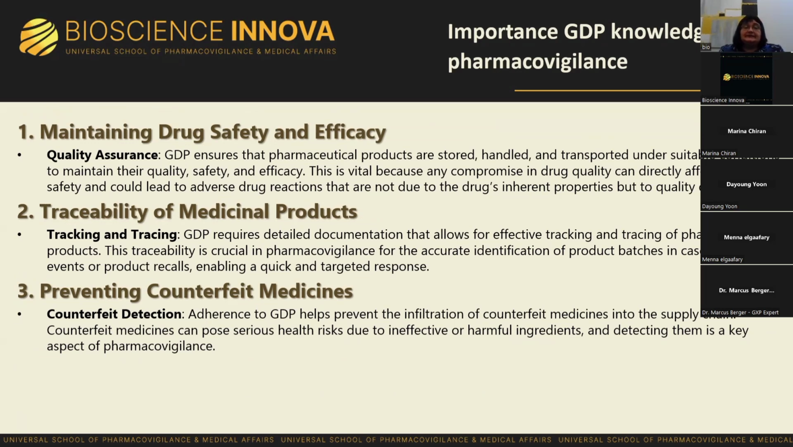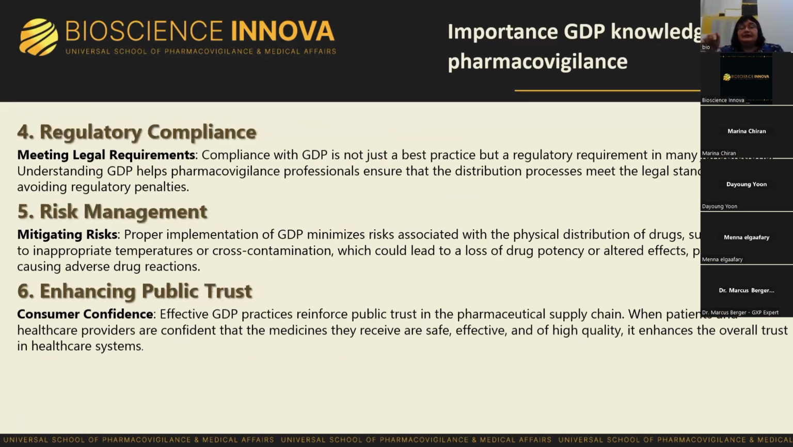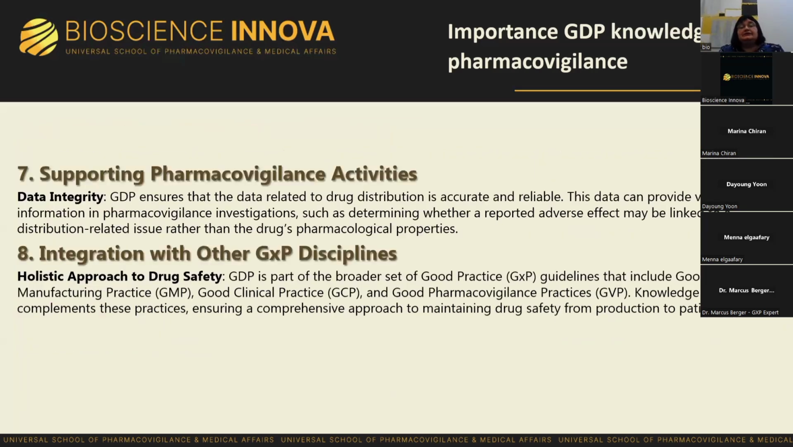Traceability of medicinal products, tracking or tracing, preventing counterfeit medicine, counterfeit detection, and pharmacovigilance will be involved within it too. Regulatory compliance, meeting legal requirements, risk management, including risk mitigation, enhancing public trust, consumer confidence. Important GDP knowledge includes supporting pharmacovigilance activity. You should have a safety data exchange agreement with every distributor in every country where your medicines are in circulation, registered, being sold.